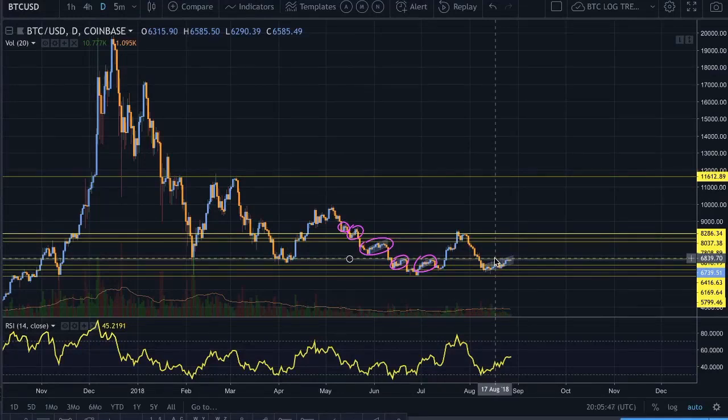Now, I find that hard to believe because of the concept of disbelief. It's going to take a lot more than just analysts like myself saying that we're going to go down for this downtrend to be conclusively over.